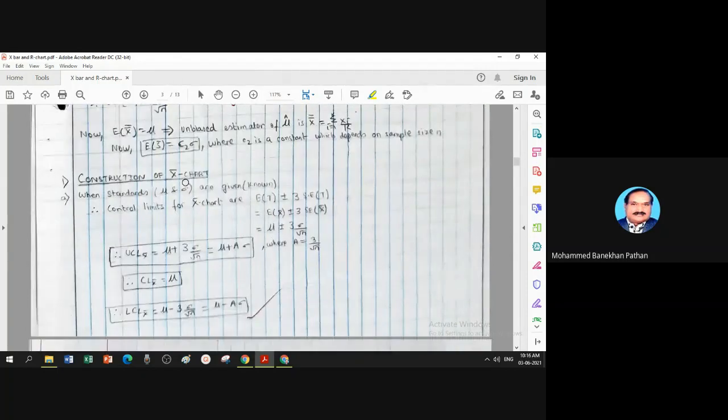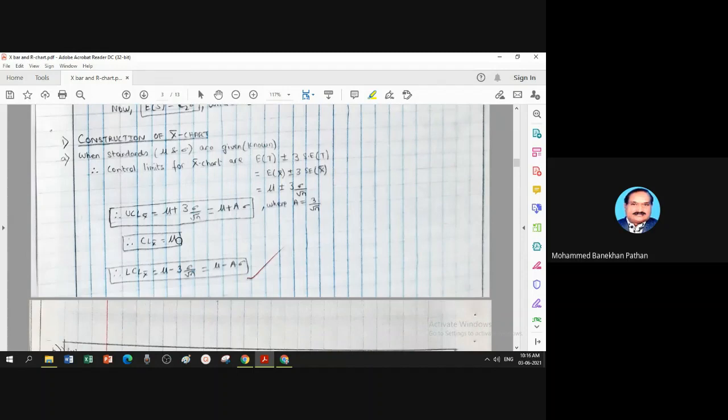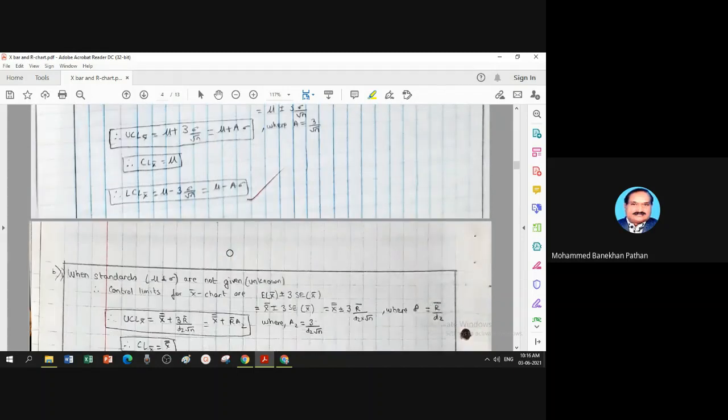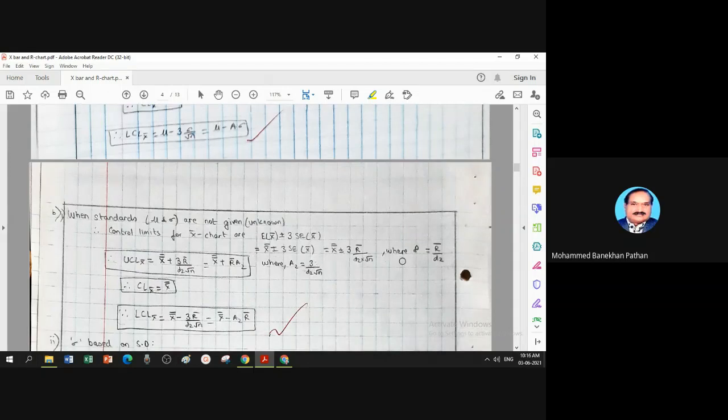Construction of X bar chart, everything is given in the theory. If the parameters are known, this is the upper control limit, this is the central limit, and this is the lower control limit. If standards are not given, that means they are unknown, so you don't have knowledge of mu and sigma. So here you have to estimate mu and estimate sigma, and then use them. Here sigma is estimated with the help of R bar and mu is estimated with the help of sample mean X bar i.